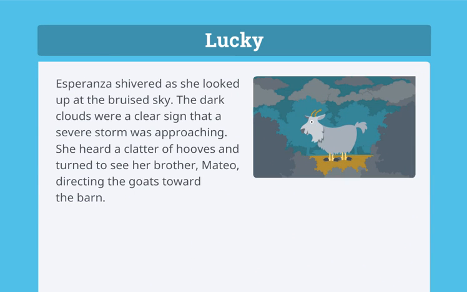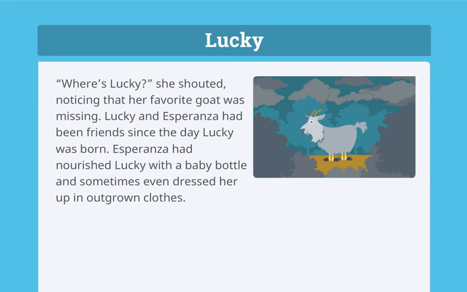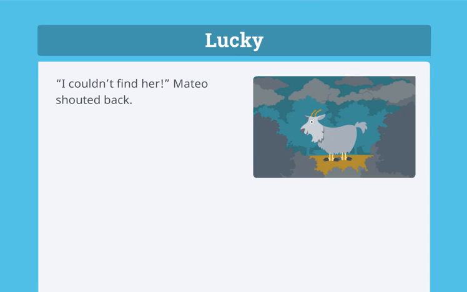Esperanza shivered as she looked up at the bruised sky. The dark clouds were a clear sign that a severe storm was approaching. She heard a clatter of hooves and turned to see her brother Mateo directing the goats toward the barn. "Where's Lucky?" she shouted, noticing that her favorite goat was missing. Lucky and Esperanza had been friends since the day Lucky was born. Esperanza had nourished Lucky with a baby bottle and sometimes even dressed her up in outgrown clothes. "I couldn't find her," Mateo shouted back.